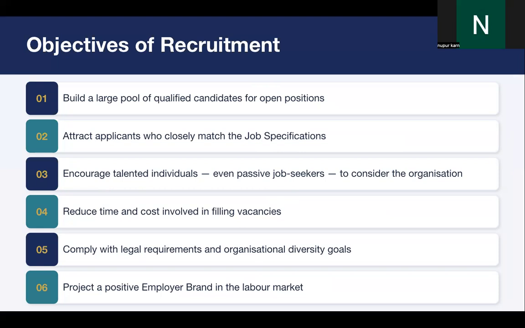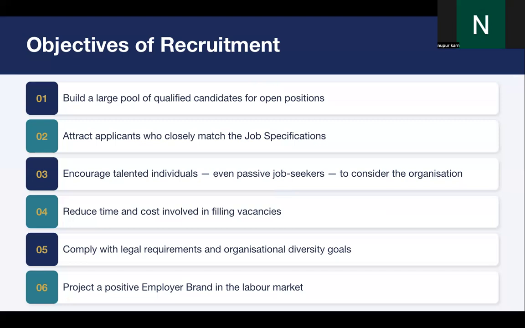Passive job seekers means people who are not actively looking for a job, but who can be encouraged to get that job if that company is very reputable, if that person is getting a good salary. So these all are the things that even the passive job seekers can be attracted to that position. So it encourages talented individuals.